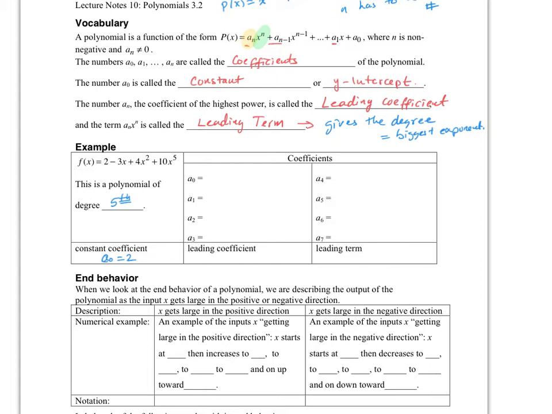Okay, so in this case A0 is 2, A1 is -3, A2 is 4. Now notice that there is no term with x cubed, so this is a 0. This is also a 0. There is a term with x to the fifth, which is 10. And this is 0 and this is 0. Actually, there's no need to go any farther than this one. Now the leading coefficient here is 10, and the leading term is 10x to the fifth power.